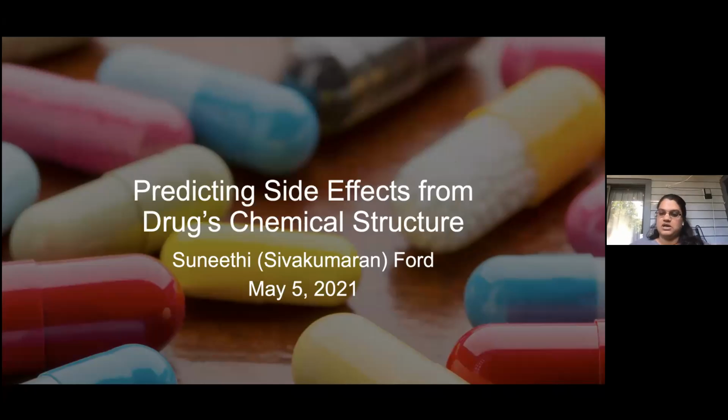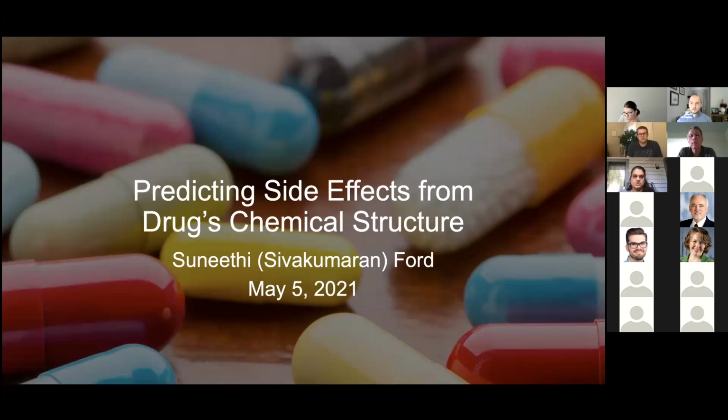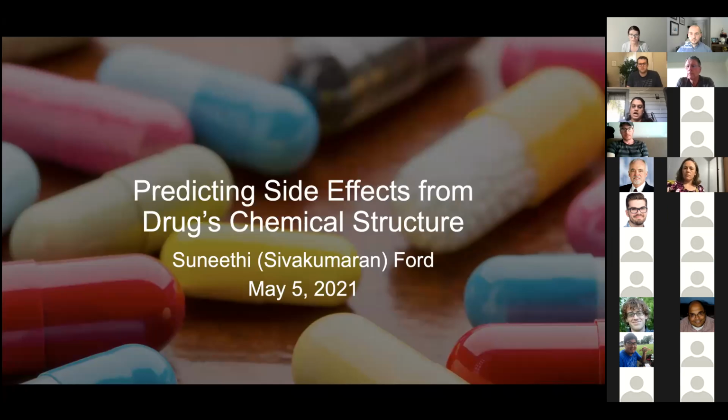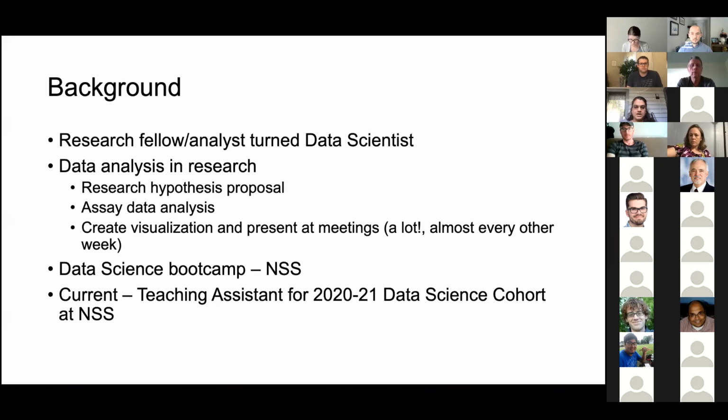This is my capstone project that I'm presenting. So the goal of the project was to predict the side effects of drugs based on the chemical substructure between two drugs, how the two drugs' chemical substructures interact.